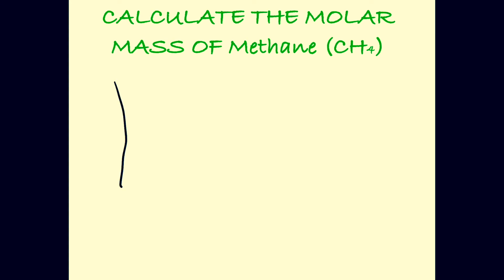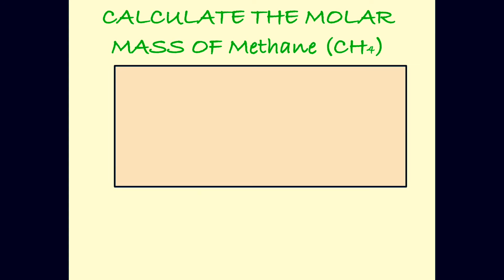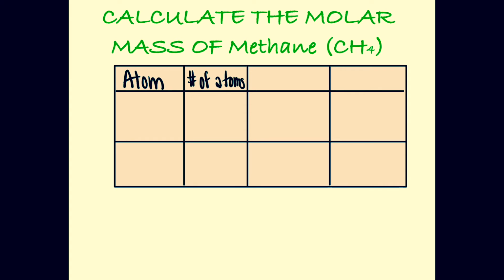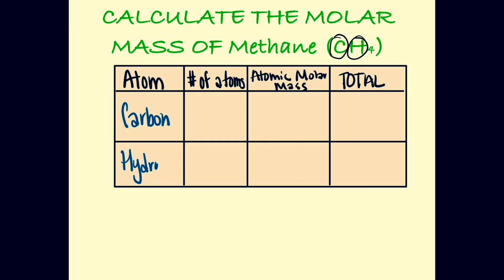Okay, so now we're going to calculate the molar mass of methane, CH4. We go ahead and make our chart and we label our columns. The first one is going to be the atoms, and then the second one is going to be the number of atoms. The third is going to be the atomic molar mass, and the last one is going to be the total. For the atoms, we know that we have carbon and hydrogen. For the number of atoms, we know that we have 1 carbon and 4 hydrogens.